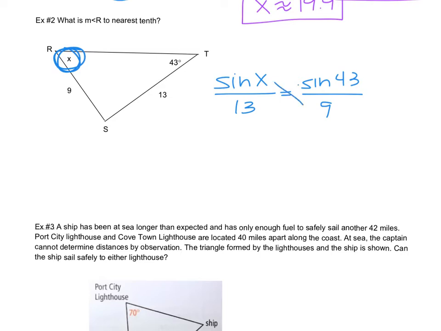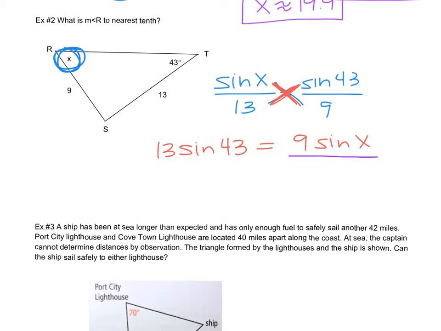So if we cross multiply, I get 13 sine 43. You set that equal to, go the other way, and again, put the whole number out in front, 9 sine x. Okay, I don't want you thinking you're multiplying 9 times x. How would you solve this? What's your first step? You gotta do 2 things here. You need to get x by itself. That's not gonna work in one move. What's your first move?